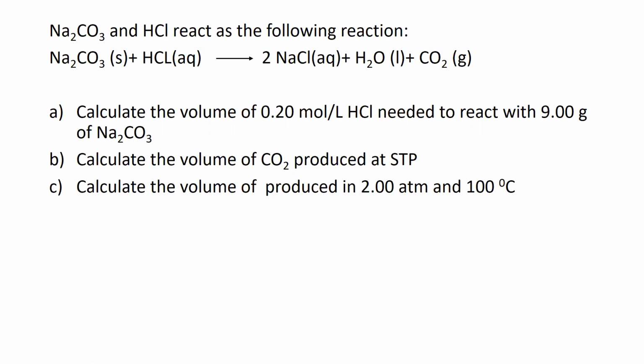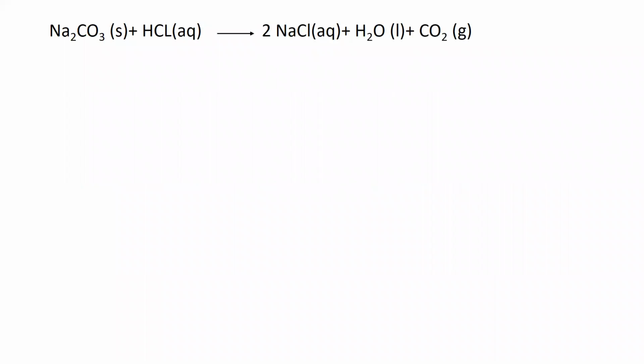The problem is: Na2CO3 and HCl react in the following reaction, and we have the balanced equation here. They ask us to calculate the volume of 0.2 mole per liter HCl needed to react with 9 gram of Na2CO3. So we have a solution of HCl and solid Na2CO3, and we want to find the volume of HCl that we need to react with that.